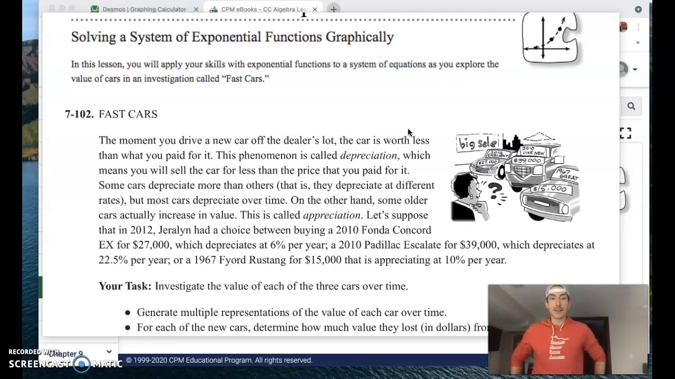On the other hand, some older cars actually increase in value due to collectability, rarity, due to probably quite a few factors. This is called the opposite of depreciation. This is called appreciation. Let's suppose that in 2012, Geraldine had a choice between buying a 2010 Honda Accord EX for $27,000, which depreciates at 6% a year, a 2010 Cadillac Escalade for $39,000, which depreciates at 22.5% per year, or a 1967 Ford Mustang for $15,000 that is appreciating at 10% per year.